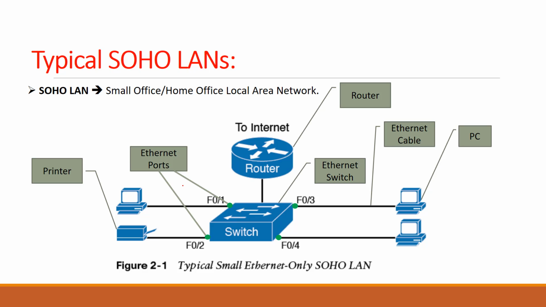The switch is called an Ethernet switch, and the cables are called Ethernet cables because here we are using Ethernet LANs, but in a small office, home office network. We are not using wireless LANs in this scenario. So it is simple like that. Have a switch, hook up the PCs and the printer, and connect it to the router, and the router is connected to the internet.